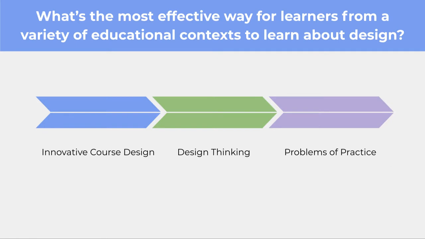817 is a course about design. Design is a process. Design as it relates to education and the world around us. But what's the most effective way for learners from a variety of educational contexts to learn about design? And how do you do this online?